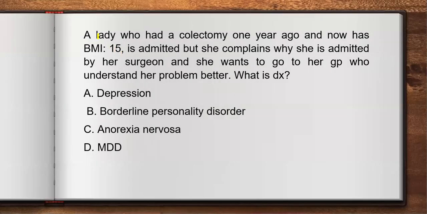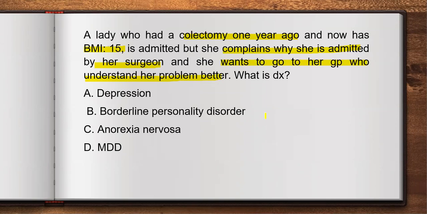Okay. Next one. A lady who had a colectomy 1 year ago now has BMI 15, is admitted, but she complains about why she is admitted by her surgeon. She wants to go to her GP who understands her problem better. What is the diagnosis? So you have a patient who had a colectomy 1 year ago, BMI 15. She's complaining why she's admitted by her surgeon. Why not her GP who understands her problem better? Is it depression, borderline personality disorder, anorexia nervosa, or another disorder?